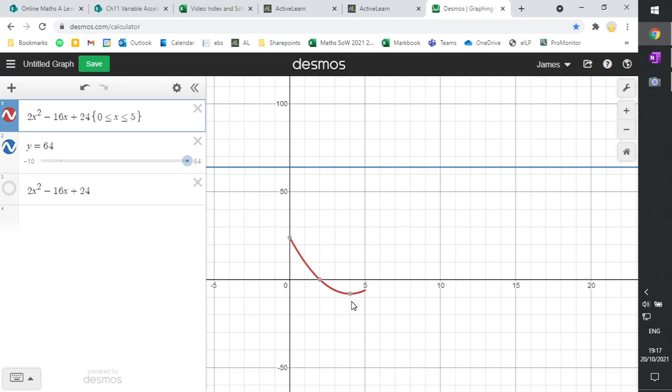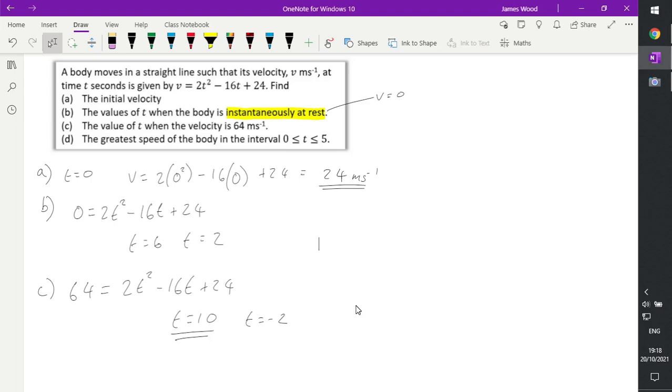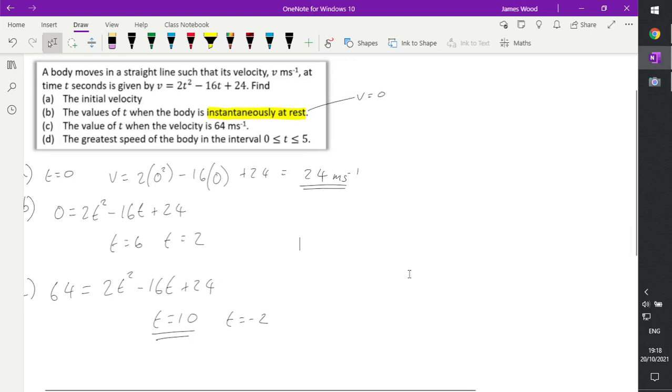So how do we find the vertex of a quadratic graph? Well, we've got lots of ways we can do that. We could complete the square, or we could differentiate it and find the turning point. So we could do it either way. Maybe we'll do it both just to show that we get the same answer.